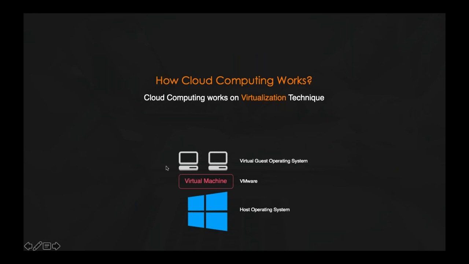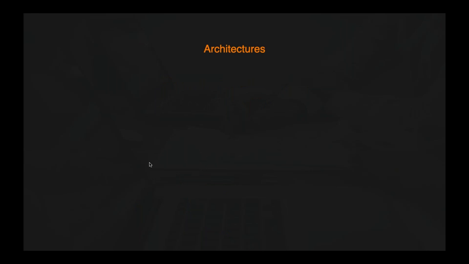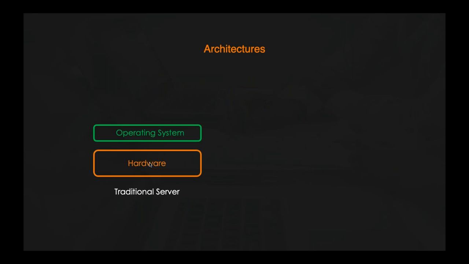Now one of these guest operating systems may be your server, the server that you have created on the cloud. So cloud computing uses the same technique to deploy your machines on the cloud. Here we have an architecture. That is a traditional architecture on an on-premise infrastructure. You have hardware, and on top of the hardware you have an operating system. That is, on top of my hardware machine, I have a Mac operating system, and on top of this Mac operating system I can run any application I want.